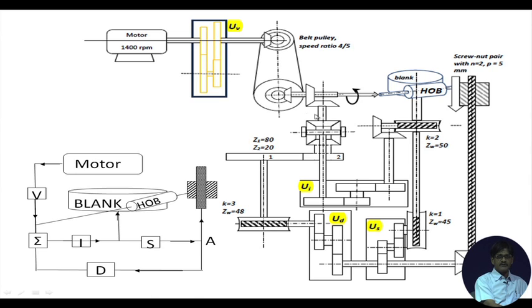So, let us read once again: motor, UV, that is speed gearbox, bifurcation. So, there is the bifurcation here. One side goes to the hob, one side goes to the differential. Next, the differential gets another input. This one must be from the lead change gears. Yes, it is from the lead change gears.